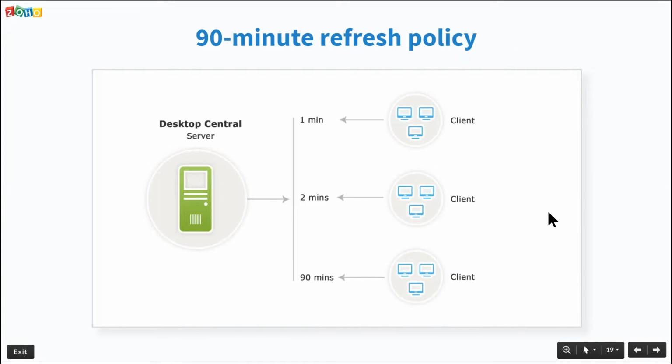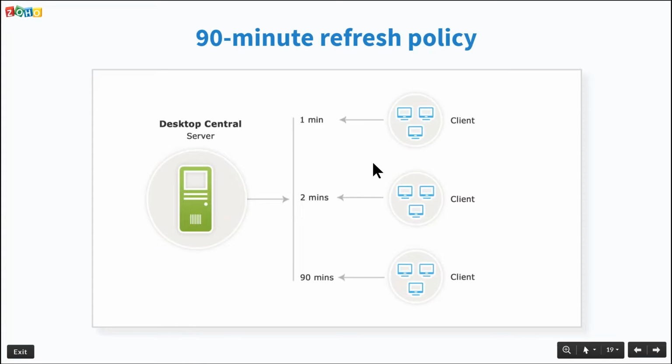So here comes the 90-minute refresh policy. So what is a 90-minute refresh policy? Desktop Central architecture is scalable to manage different networks and even larger networks up to 20,000 machines. This is possible because of the refresh policy we use. Let me explain this in simple terms. The Desktop Central agent would be contacting the server every 90 minutes. This is called the agent refresh cycle. And this feature ensures that all computers in the network contact the server periodically.